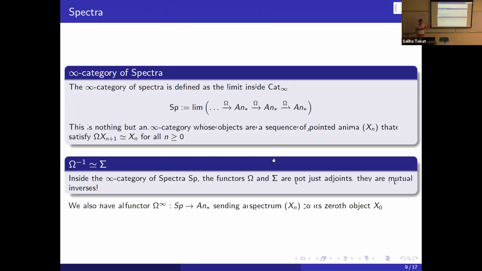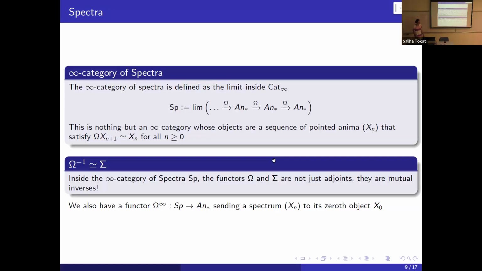With this definition, we introduce the infinity category of spectra, which is a limit inside the infinity category Cat infinity. We just take the loop space again and again, and we get a sequence between the categories of Kan complexes, pointed Kan complexes. And taking the limit of this sequence, we get the infinity category of spectra. Unfolding the definition of a limit, this is nothing but a sequence of pointed anima, Xn, such that the loop space of Xn plus 1 is homotopic to Xn. And this is a very, very special category.